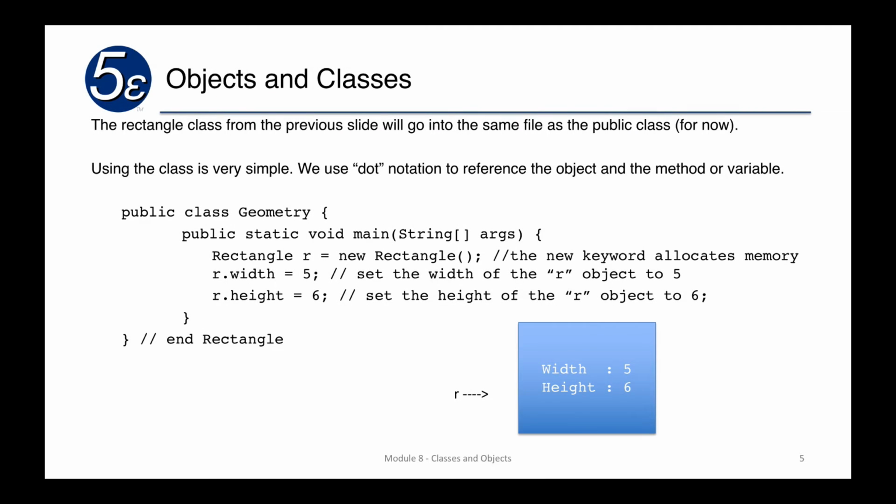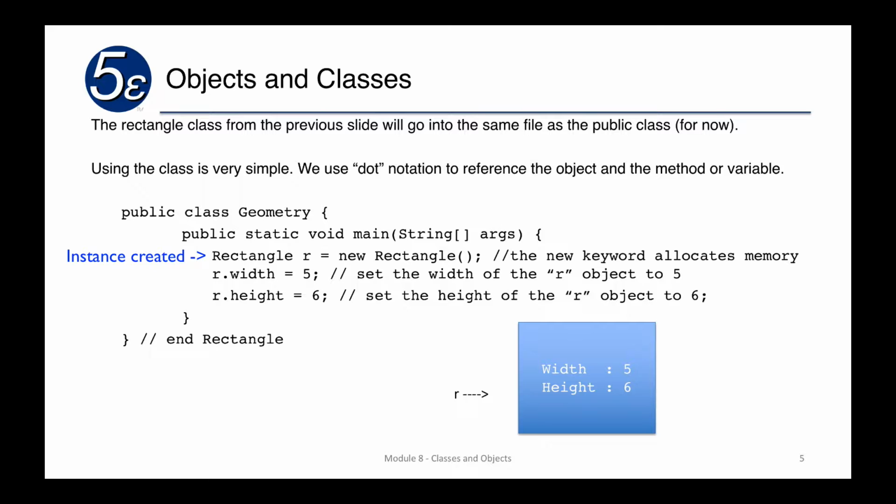So the rectangle from the previous class we'll use for now. When we use this class, we basically use the dot notation to reference the object, method, or variable. So rectangle, where the definition is what we call the class. When we actually use it is when we call it an object, when we create an instance of it.